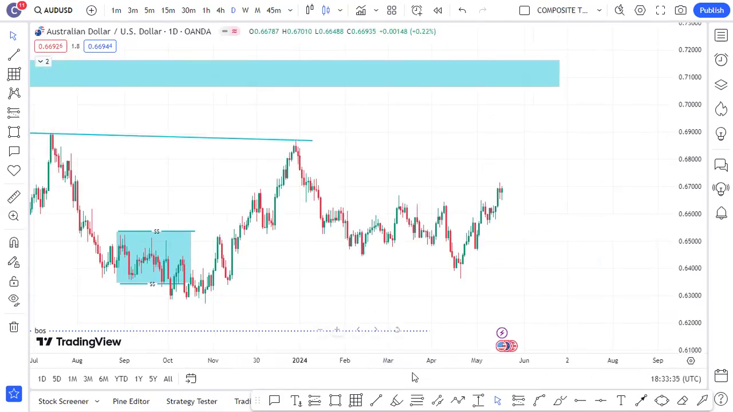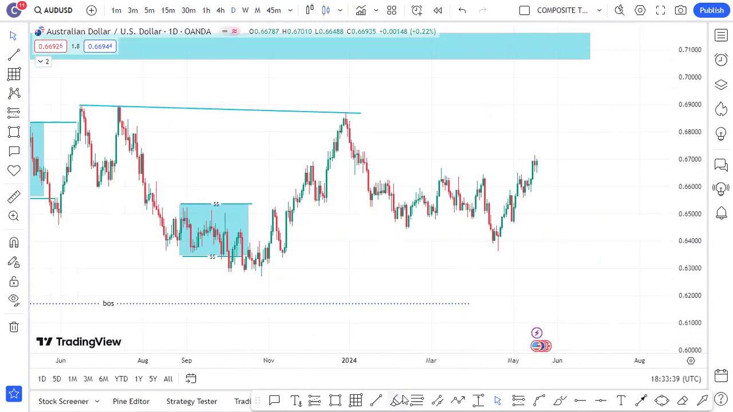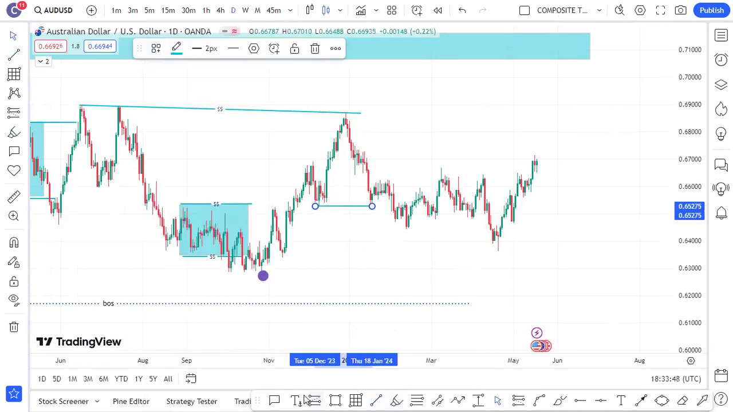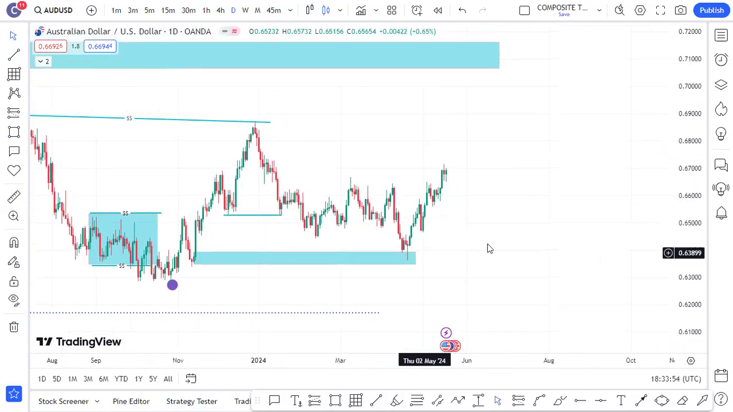So right now we can see the structure still trying to push to the upside. So we can look at this as our low here, right? We can use this one as our internal inducement, daily inducement, internal. And where is our expectation? This was this demand zone here. And market reacted on this demand, and we're going to the upside.